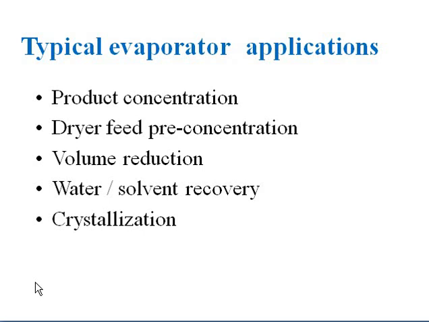I already explained this in the beginning of this presentation. Basically if we want to concentrate our food product, we will do this evaporation. If we want to reduce the volume, we will do it. If we want to extract some solvent, suppose some volatile compounds are there and you want to collect those volatile compounds, you can use these evaporators. You can reduce the volume, you can crystallize the food product, you can concentrate the food product. So this is the typical application of evaporators in the food industry.